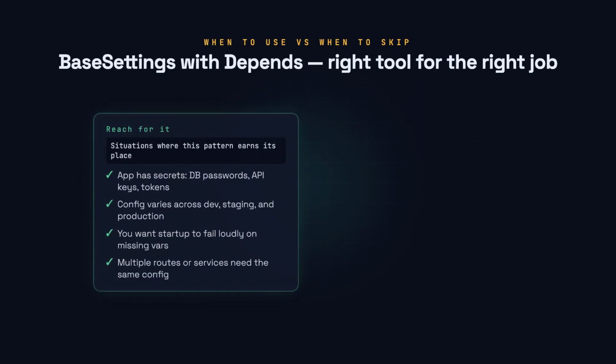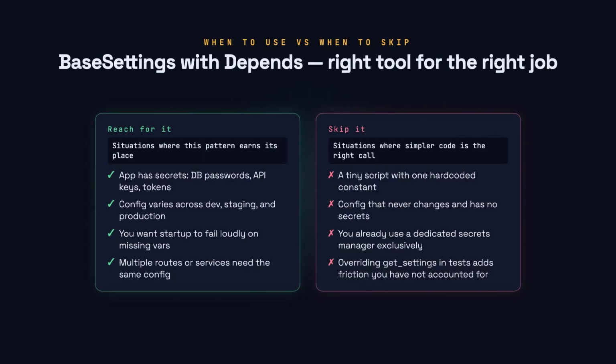Use BaseSettings with a cached dependency when your application has any sensitive values, when it runs in multiple environments, or when you want a contract that makes missing config a startup error rather than a runtime surprise. Consider skipping it for tiny scripts or completely static configuration that never varies. Also note the one real trade-off. Because get_settings is cached, overriding it in tests requires you to explicitly clear the cache or use FastAPI's dependency override mechanism, something to plan for from the start.